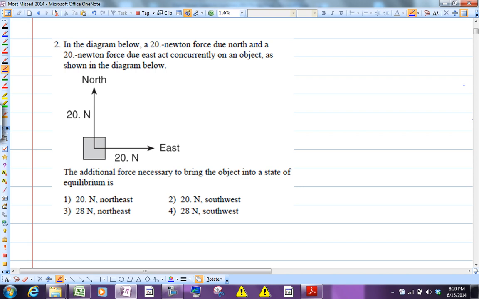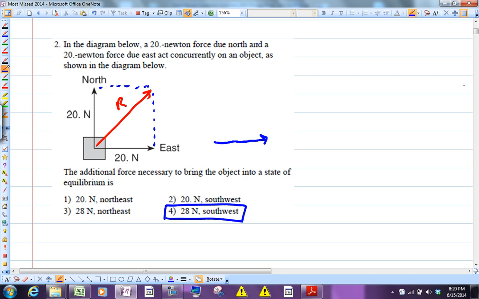Question 2. The answer's 4. Now, this is a sort of vector question. Remember, when you add vectors, these two vectors are the same as long as they keep the same magnitude, length, and direction. It doesn't matter how you draw them. If I want to add these two vectors, one way to do that is called the parallelogram method, like this. Finish off the parallelogram, and then this will be the resultant.